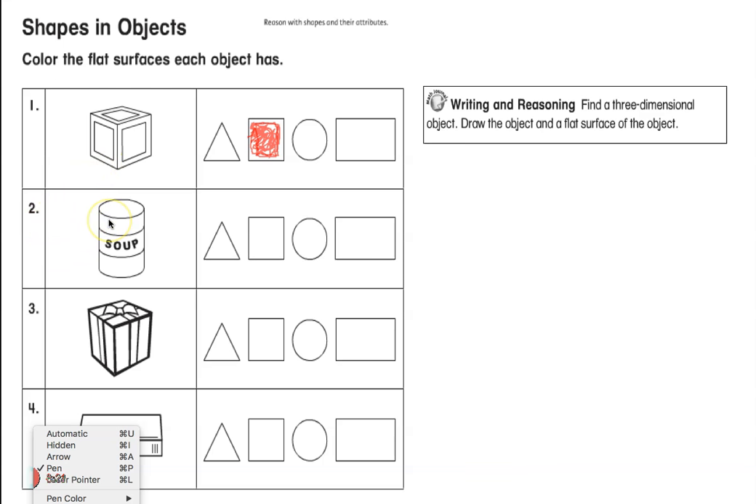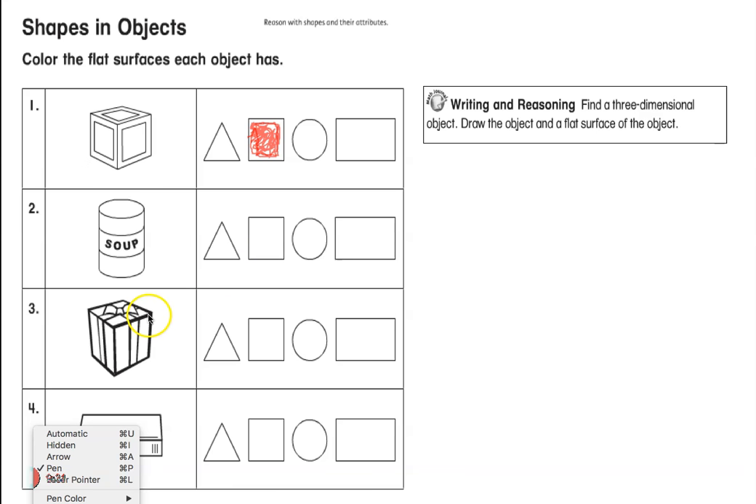It is a can of soup. And what three-dimensional shape do you see? Yes, I see a cylinder. I know a cylinder has two flat surfaces and a curved surface. My question is, what two-dimensional shapes do you see on the flat surfaces of this can of soup? You will find the shape and then color it on this worksheet.